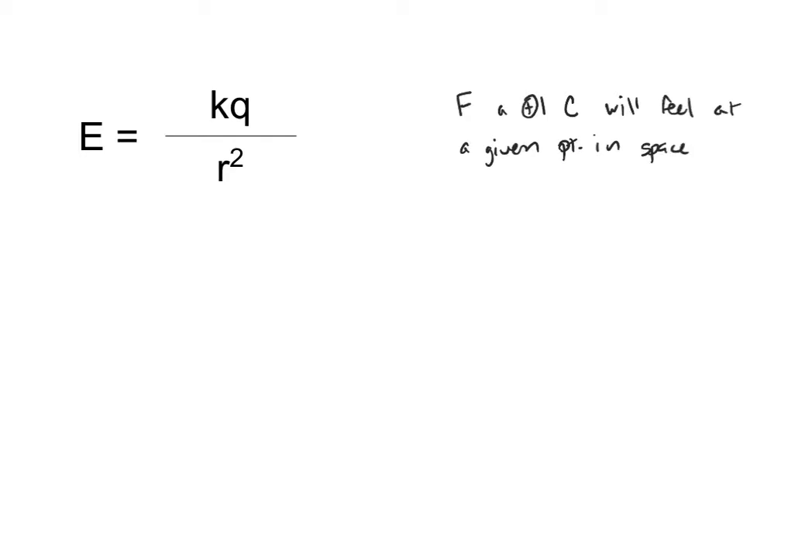On the left side of my page here, I have the electric field equation for a single point charge. In this equation, K is equal to 9 times 10 to the 9th. Q is going to be the charge on our charged object. And R is going to be the distance from the object at which we are measuring the electric field. And of course, this capital E here represents our electric field, which is measured in newtons per coulomb.